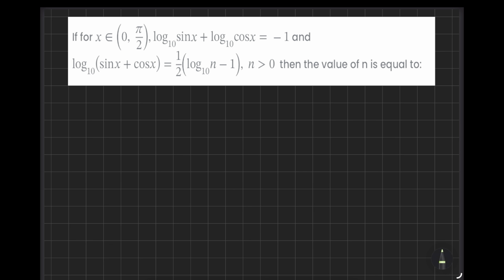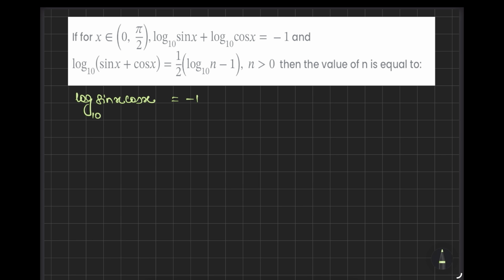Okay. Look at this. First, we will try to manipulate this function. You know that the log base is the same, so I can apply the formula of log m plus log n, which goes this way: log mn, sin x cos x base 10. Okay, so it is minus 1.